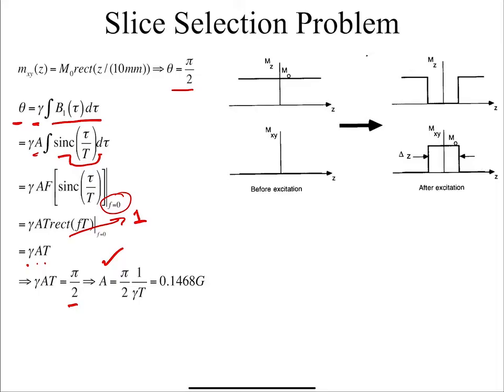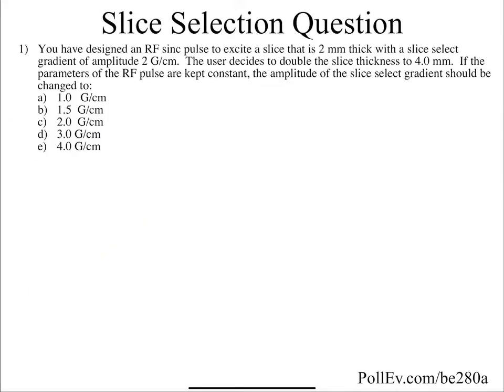Okay, great. So the next couple of things are going to be multiple choice questions. I'll open up the poll for this. So here's the first one. You have an RF sinc pulse to excite a slice that's 2 millimeters thick with a slice-select gradient of 2 gauss per centimeter. The user comes in and doubles the slice thickness to 4 millimeters. If you keep the RF pulse the same, what should you do to the slice-select gradient to achieve double the slice thickness? Okay, so I'll open up the poll and go ahead and feel free to discuss that with your neighbors, and we'll give this a few minutes.